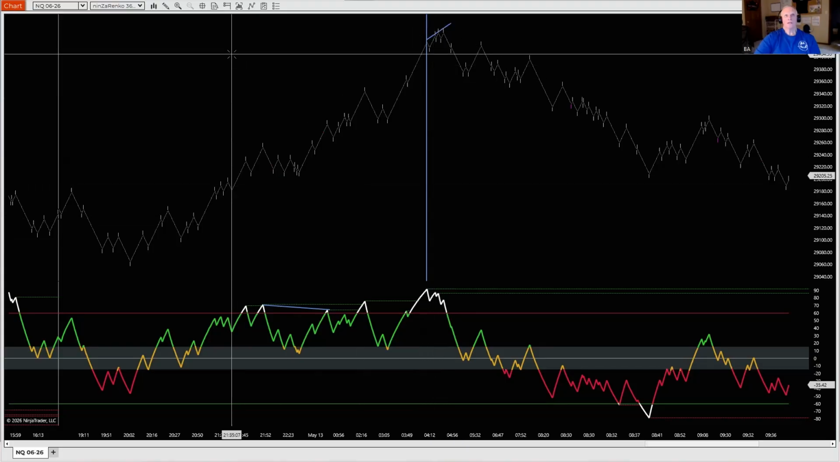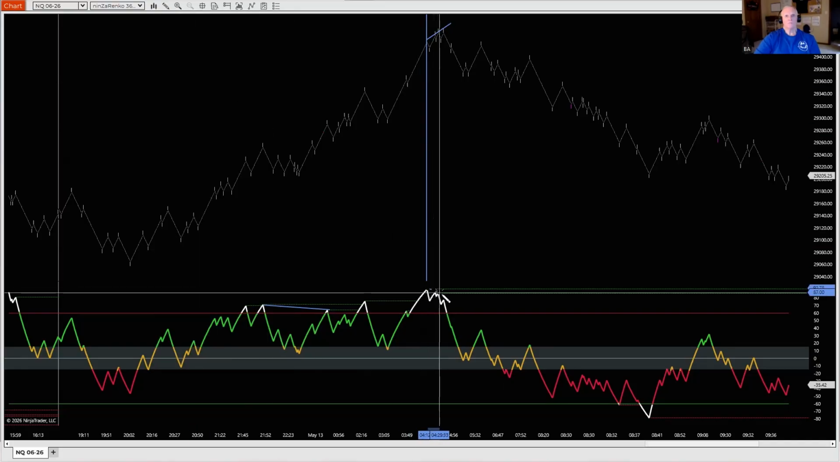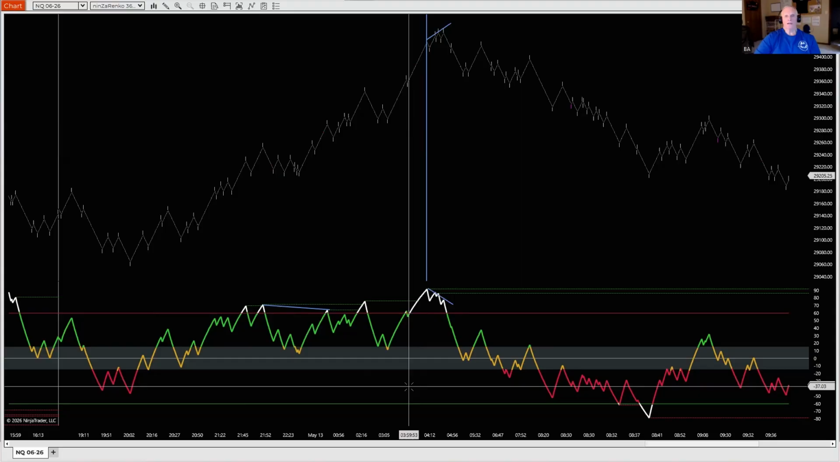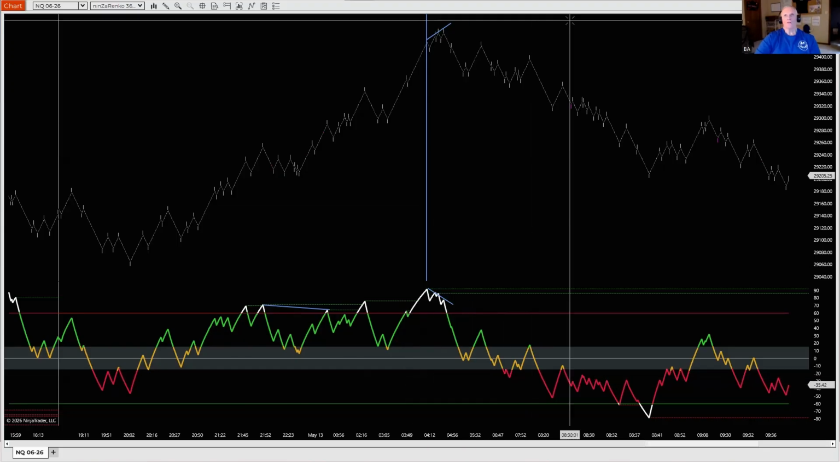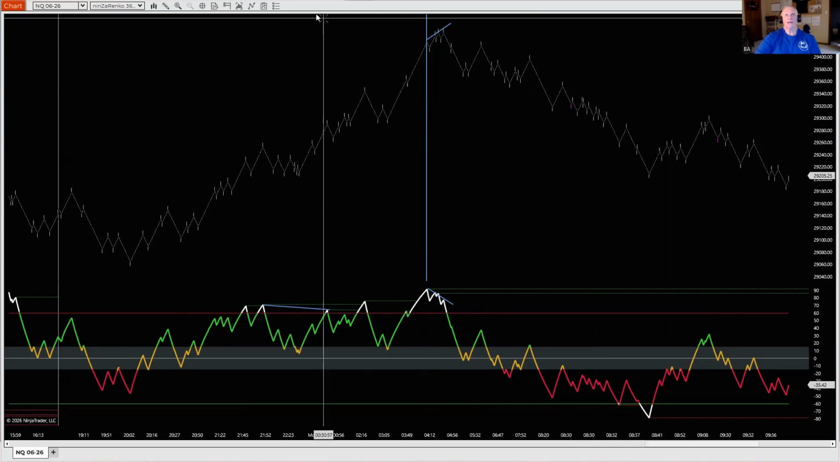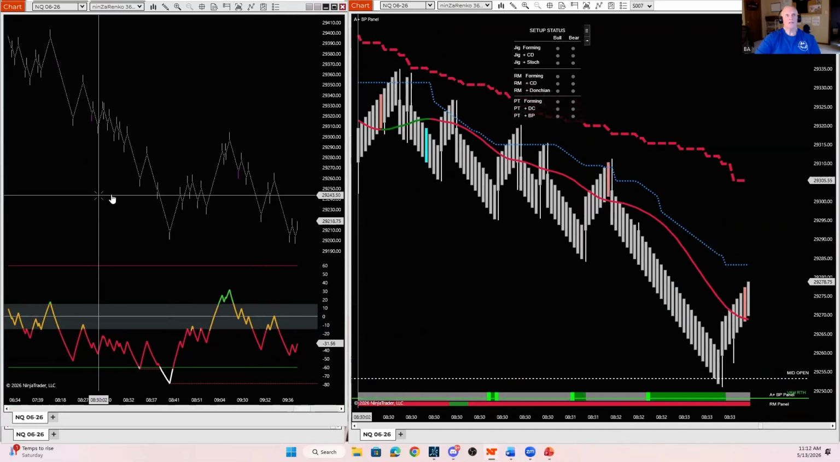Price goes higher, indicator goes lower, classic divergence. Now the clock is ticking in our favor. What we need now is the first A plus setup scalp trade. Now let's go over here and let's make this global. And again, how this plays out is how it plays out.